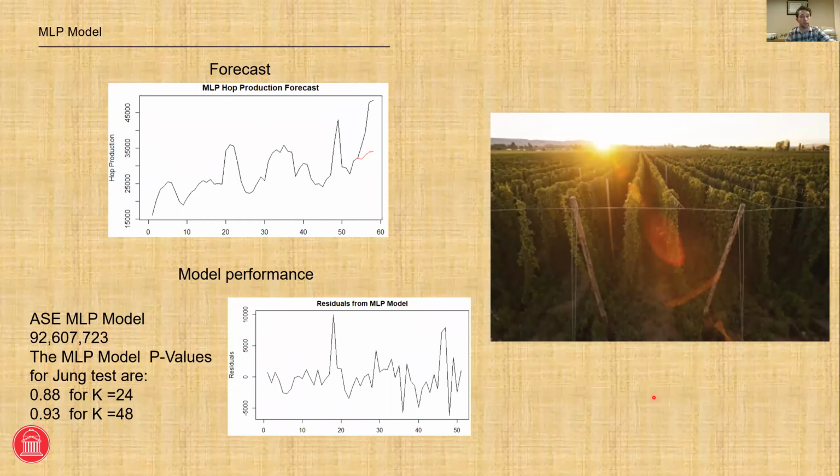Okay, so forecast. Now this one is a neural network that we did, and the model performance here is 92 million average squared error for the MLP model. And again, everything checks out on the Ljung test as well.